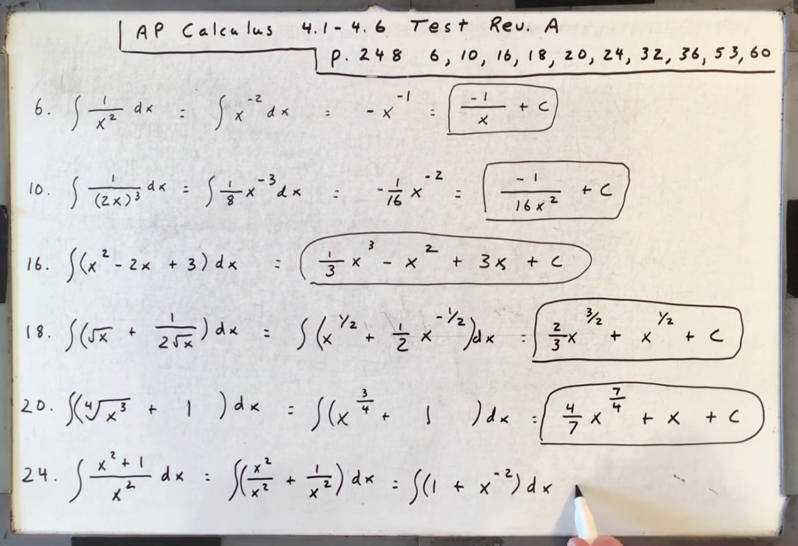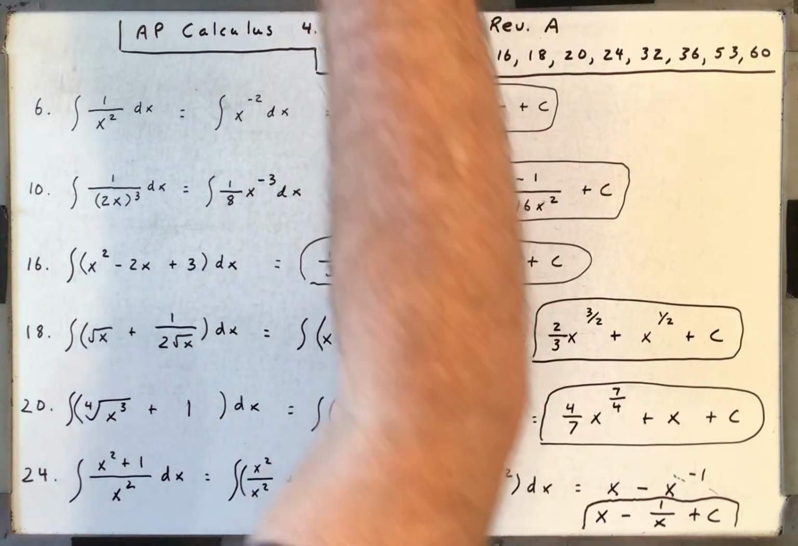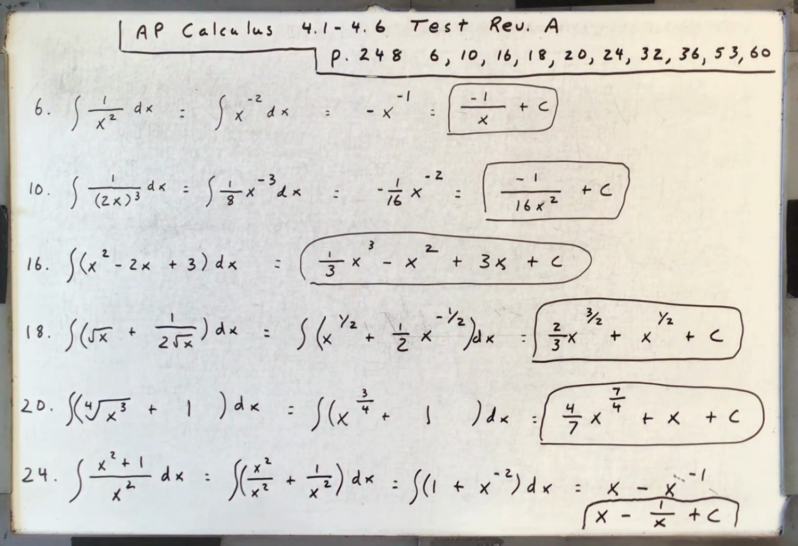And now it's a pretty easy antiderivative. The antiderivative of 1 is x. And then you would have x to the minus 1. But I would need a minus out front, right? Negative 1 times negative 1 would give you a positive. And so getting rid of the negative exponent, you'd have x minus 1 over x plus c. So I want you to at least do that much on the test. All right, that's good through 24. We've got 4 more to go.